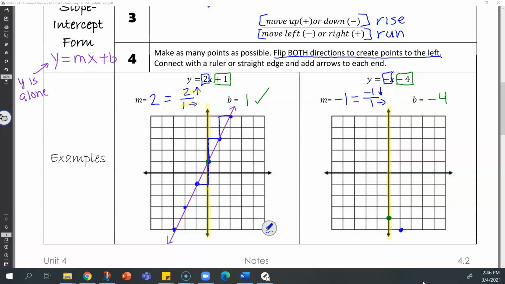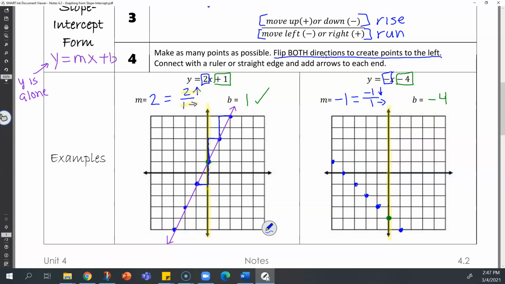So what I'm going to do instead is flip both directions. I'm going to restart at my y-intercept, and I'm going to add more points by flipping both directions. Instead of 1 down and 1 to the right, now I'm going to go 1 up and 1 to the left. So there's my next point. Again, I start back at my y-intercept, and I'm going to flip both directions. 1 up, 1 to the left. And I'm going to keep doing that until I run out of room again. 1 up and 1 to the left, again and again.